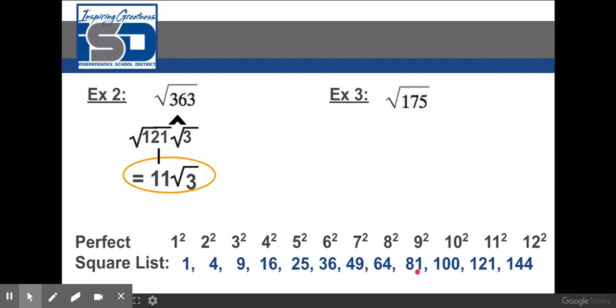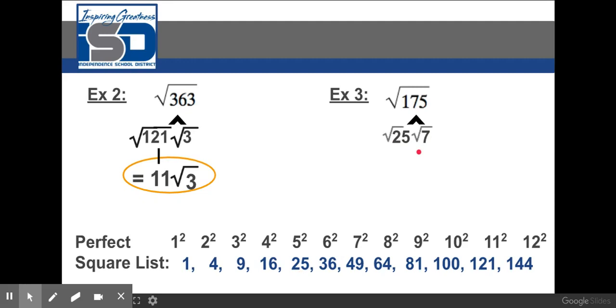So 175 divided by 81 doesn't work out, nor does 64. If I divide 175 by 49, it still doesn't work. Divide it by 36, it does not. But we know that 25 divides into it 7 times. So if we do 25 times 7, it equals 175.